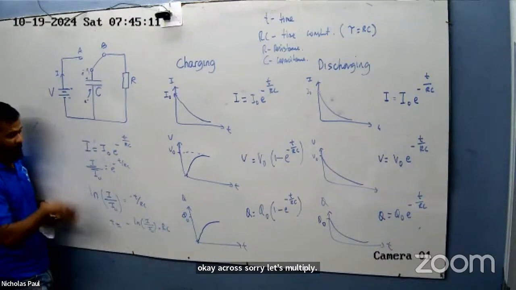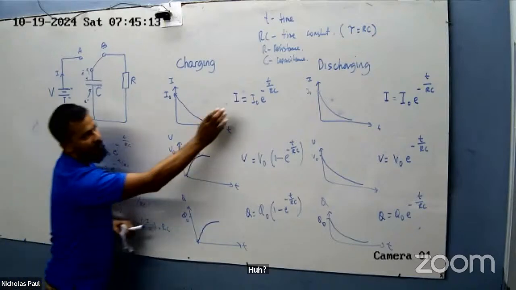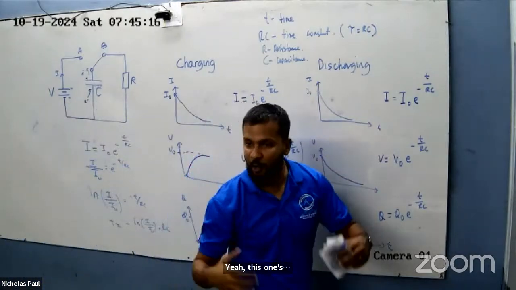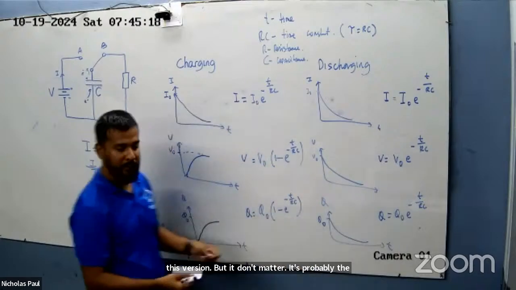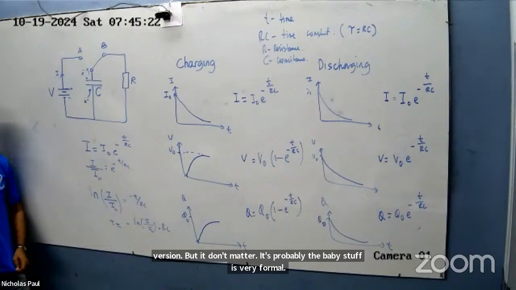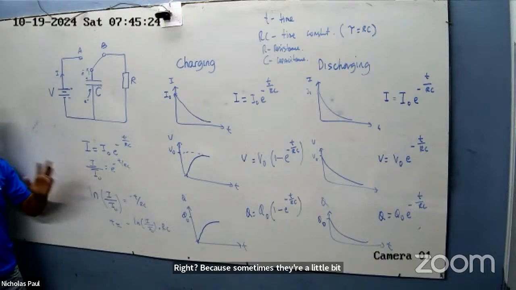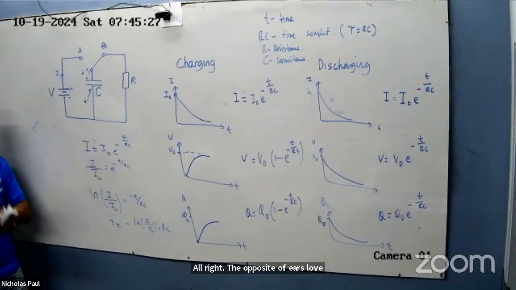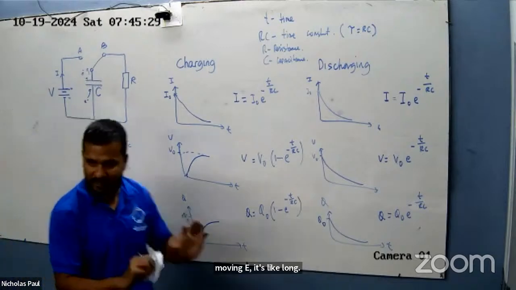It doesn't matter, it's how you make it the subject of the formula, because sometimes you have to learn to do this. So the opposite of E is ln. Just remember that. Whenever you're moving E, it's ln. Whenever you're moving sine, it's sine inverse. Same principle.